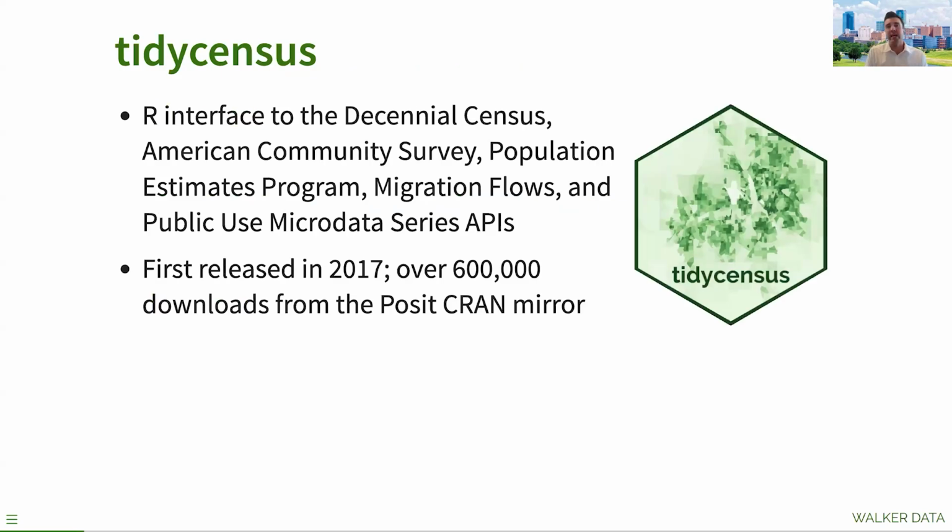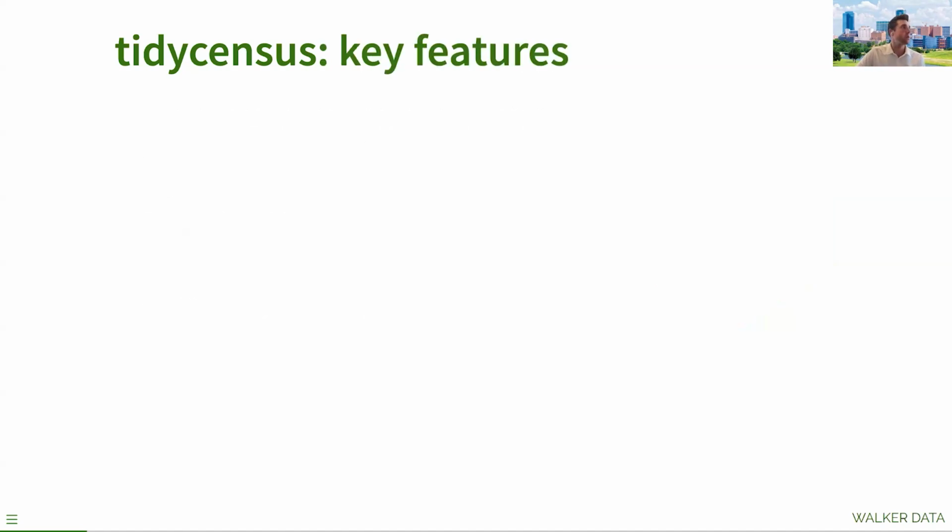We're not going to make raw requests to the Census API. Instead, we're going to use the Tidy Census R package, which I first released, crazy to think about, 8 years ago. It's been downloaded over 600,000 times from the Posit CRAN mirror since then, and used many, many more times than that. It is a unified and standardized interface to the decennial census and the American Community Survey, and then a select number of other census data sets, some of which we covered in previous webinars. So feel free to check those out.